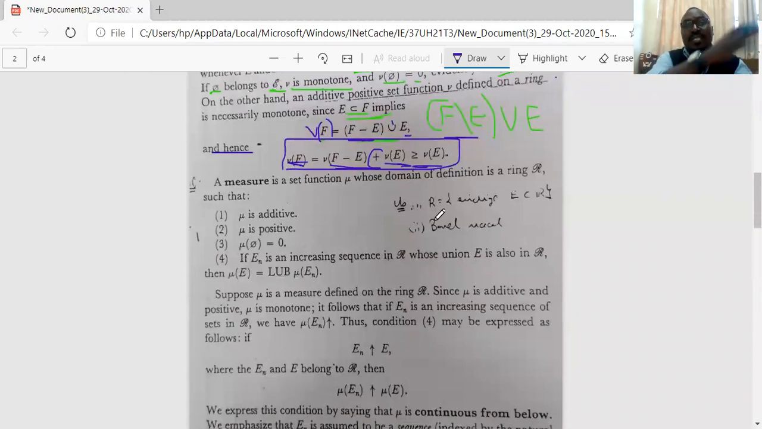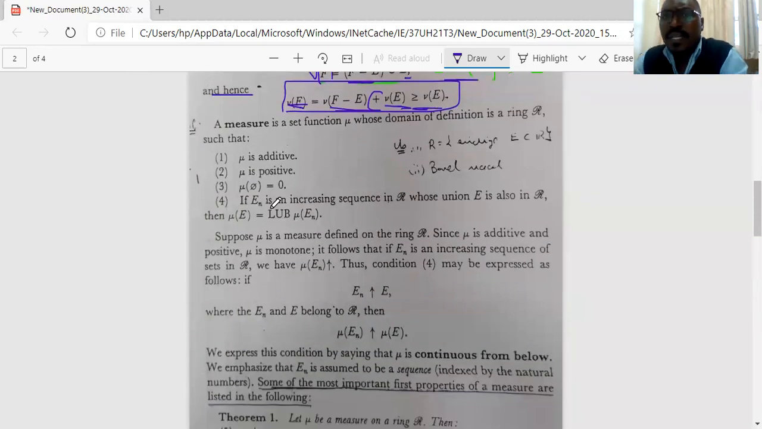It is like the values are decreasing. Then we can talk of a measure now. And we said, this was set and measure. So a measure is a set function, mu. The mu is our new measure, whose domain of definition is a ring R.